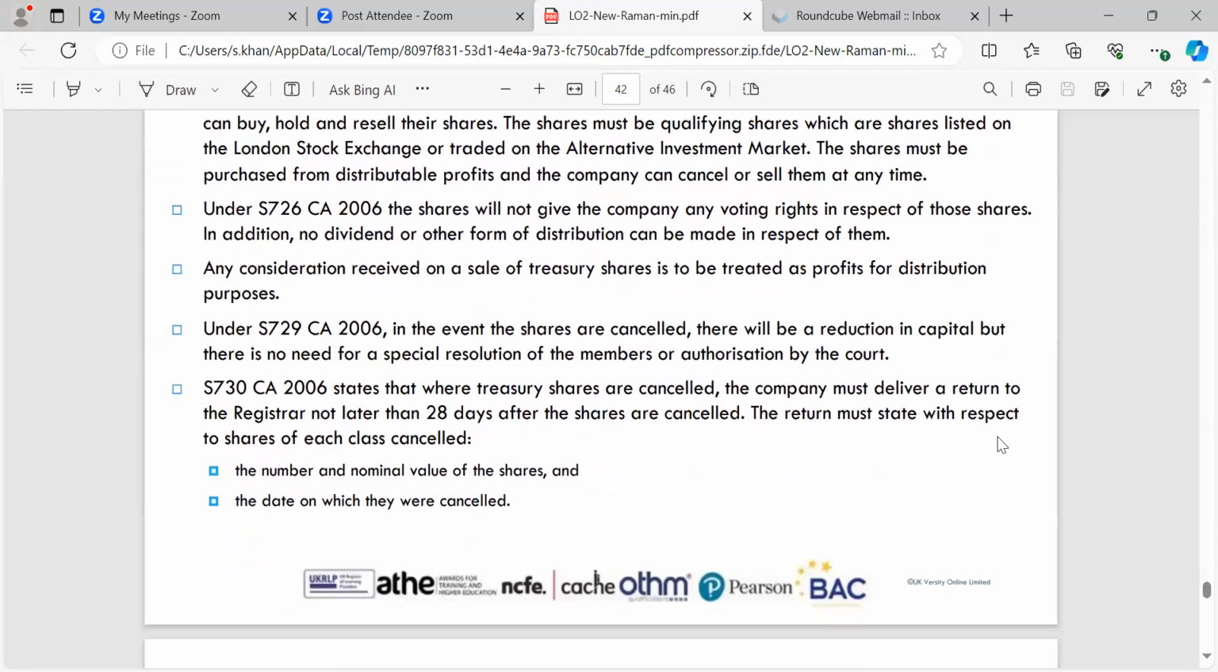Under Section 729 Companies Act 2006, in the event shares are cancelled, there will be a reduction in capital, but there's no need for special resolution of the members or authorisation by the court. Section 730 Companies Act states that where treasury shares are cancelled, the company must deliver a return to the registrar not later than 28 days after the shares are cancelled.